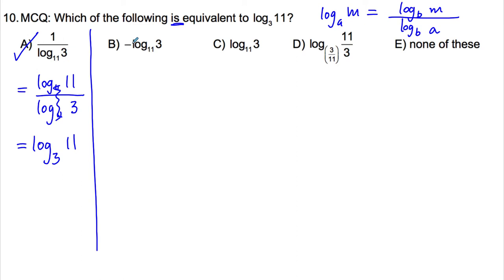So in part B, I'm going to take this -1 coefficient and bring it up as an exponent on the 3. So this is equal to log base 11 of 3 to the -1. In other words, this is log base 11 of 1/3.